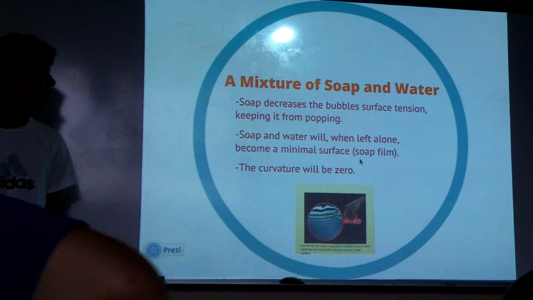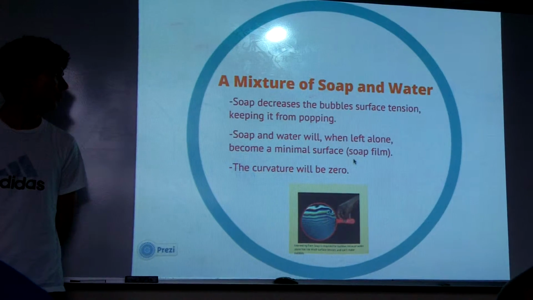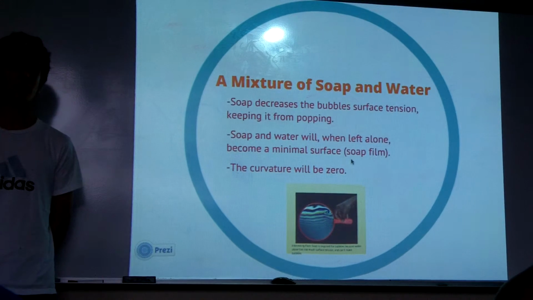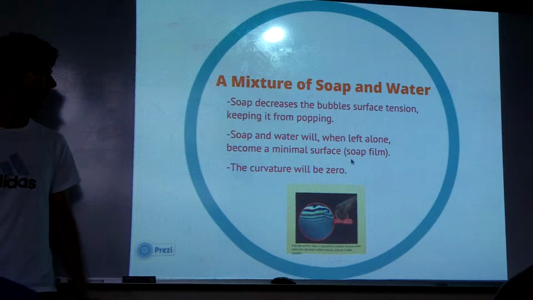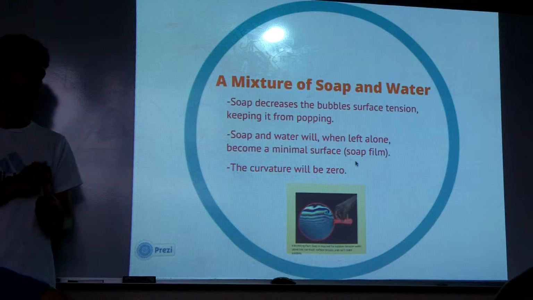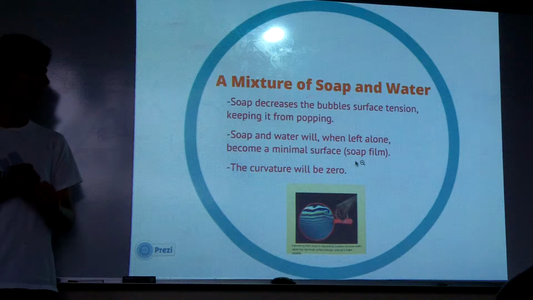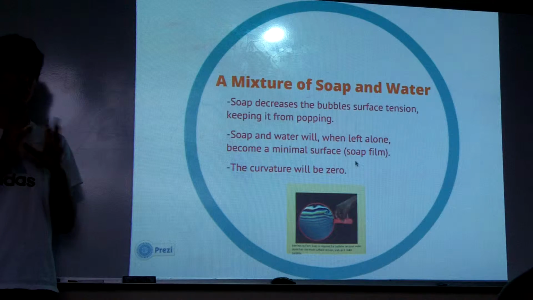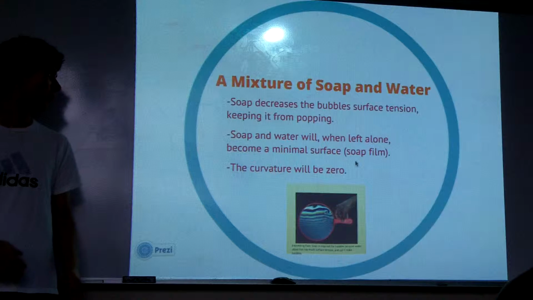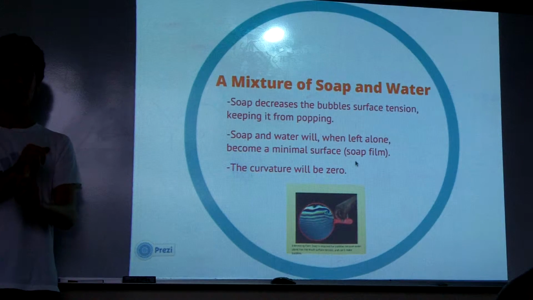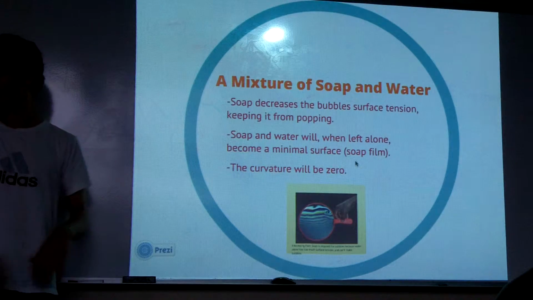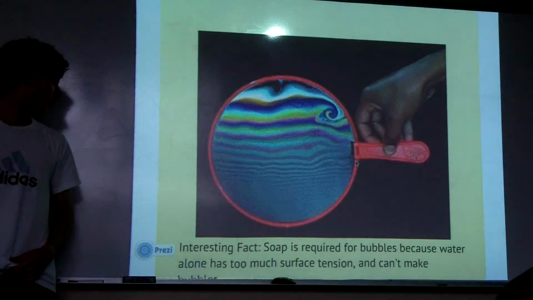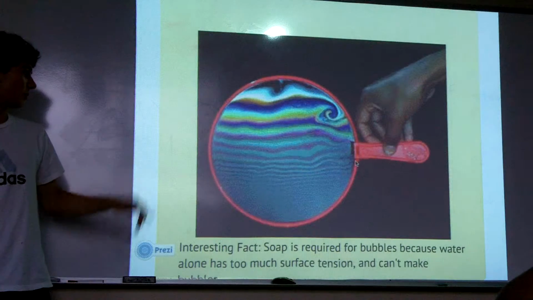So basically, first of all, soap and water are used to create soap films and soap bubbles. You'll learn about it a little later, but you need soap because it decreases the surface tension of water, which allows bubbles to form instead of just popping. Soap and water, when left alone, will become what's called a minimal surface, which is basically a soap film, which is just flat. The curvature will be 0. And so this is a soap film.